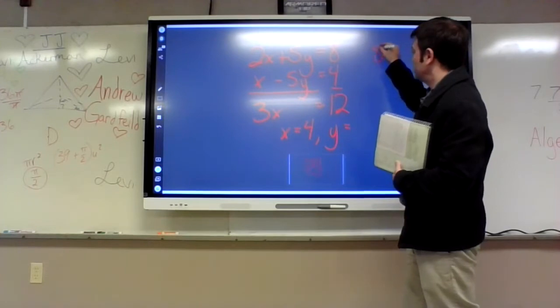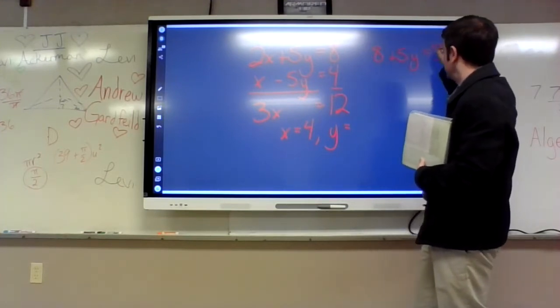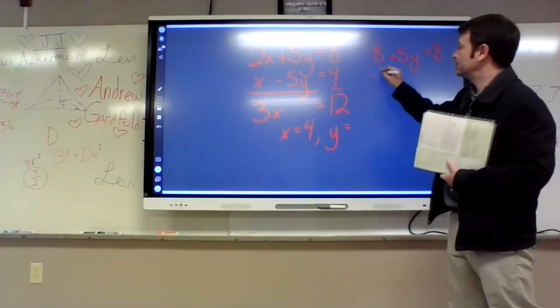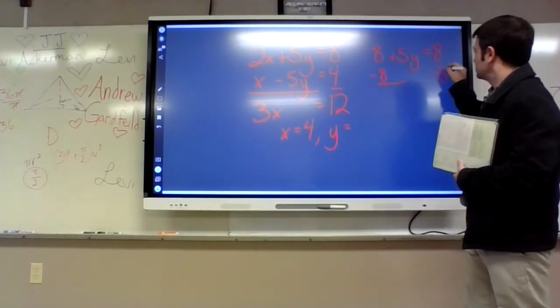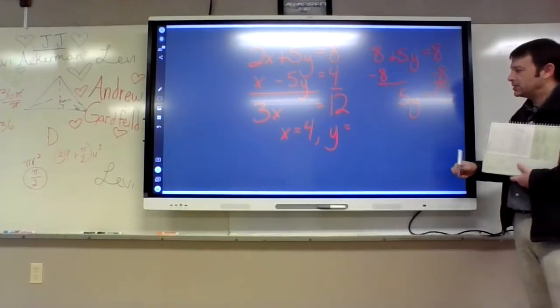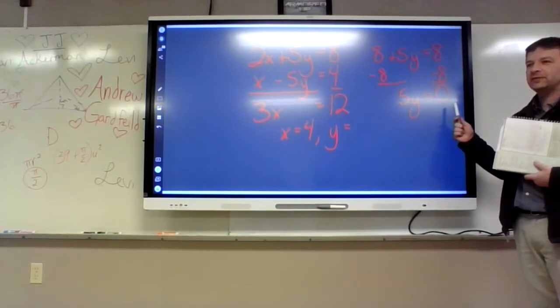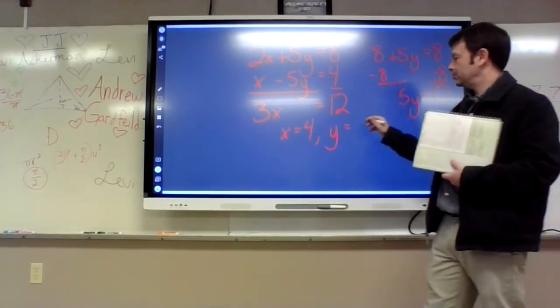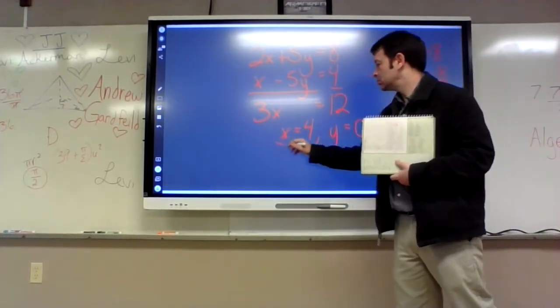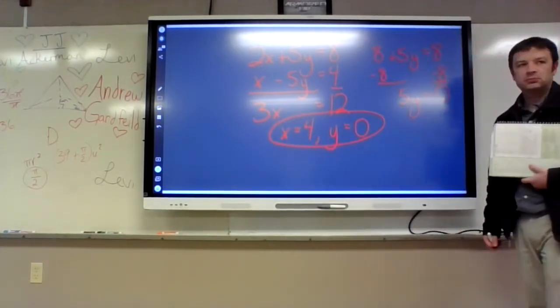8 plus 5y equals 8. So, 0 divided by 5 is 0. I hate writing 5. There's so many.